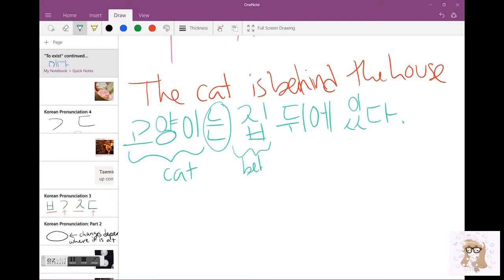this is cat, because it's the subject of the sentence. 집, I'm pretty sure it means behind. This has to be the house, because that's the place. And this is the little thing we've been using the whole time. Instead of 있다, we could say 있어요. So it's just any of those two. So cat behind house to be at. Okay.